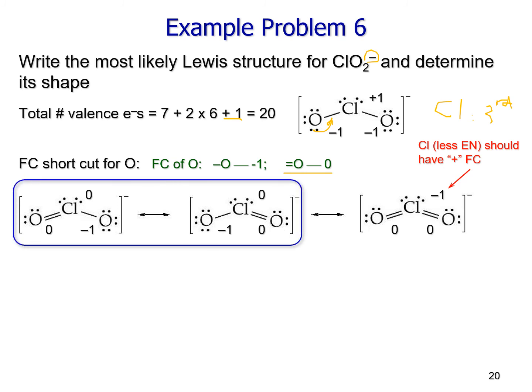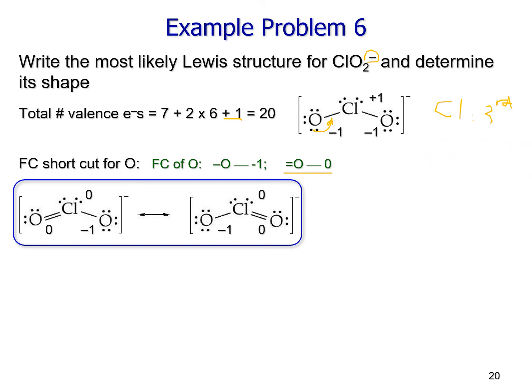So now we realize, okay, we've got the 2 most likely Lewis structures to represent. So we kick that out. Now let's do the shape using VSEPR. Remember, for VSEPR, we need to count just how many electron groups we have on the central atom, which is chlorine.